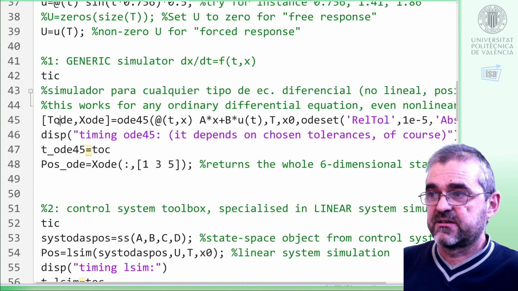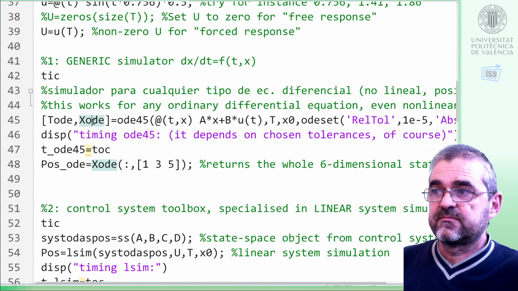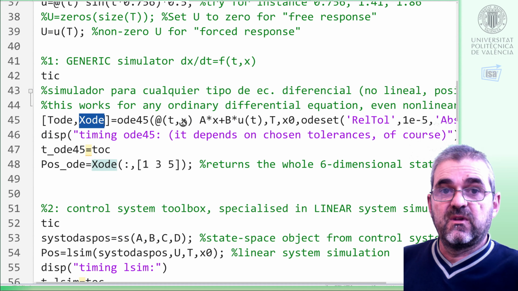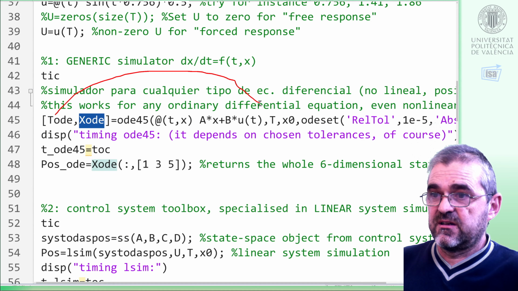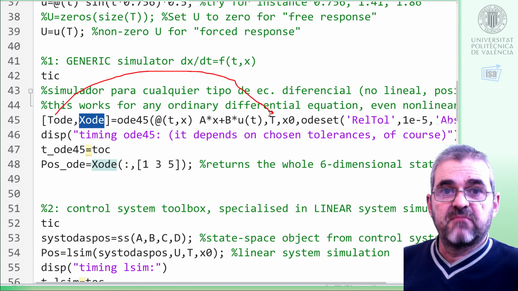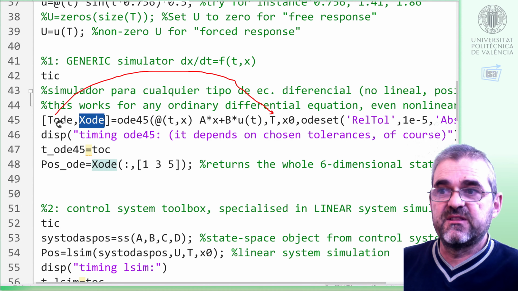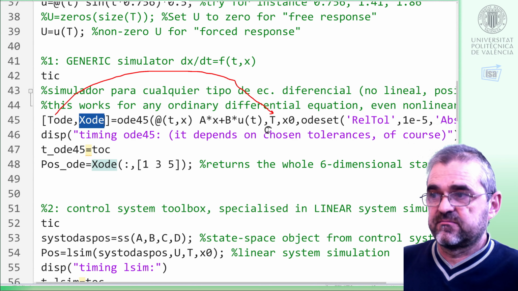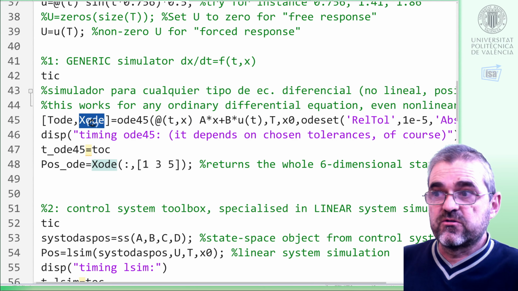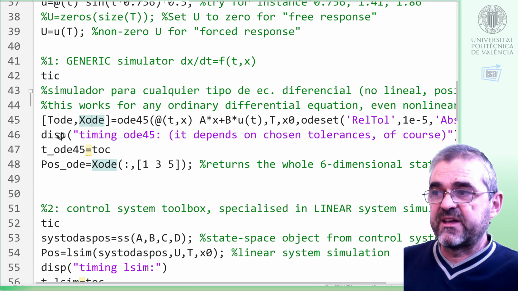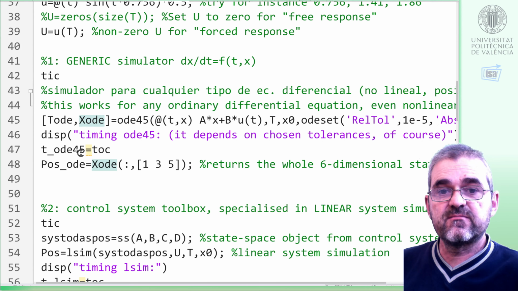And the output is the set of simulation times and the states x at each simulation time step. In this case, this and this are identical. In other setups, depending on the tolerances, this time instance in the ODE solver may be different from capital T. This XODE is the solution, in this case 8,000 samples of 6 states, because it returns the whole state vector. When we execute, we'll see how long it takes to simulate.